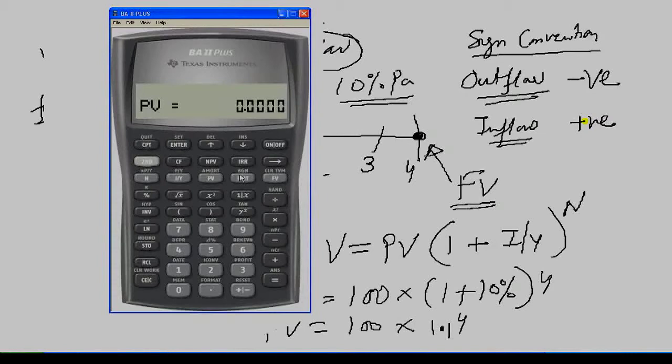Now let's proceed with the calculation. Again, 100 is the present value, so negative 100 as present value, right? N is 4, I/Y is 10, PMT is 0. Press compute, press future value, and you will get the answer. So 146.41 is the answer.